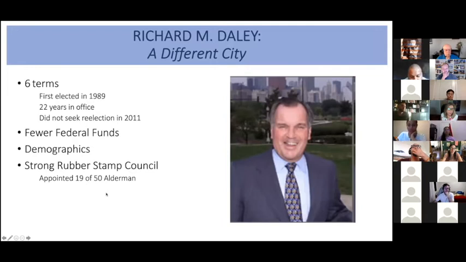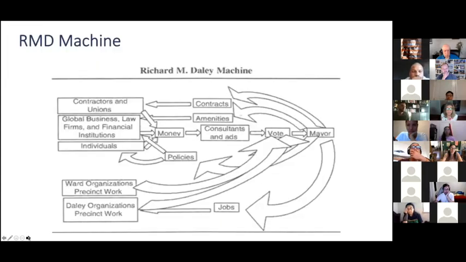Richard M. Daley served 1 year longer than his father in office before voluntarily retiring, which surprised the heck out of me. He had a different city. Less federal money was flowing into the city during his term. The demographics of the city were changing, but he also had a strong rubber stamp council. He'd appointed 19 of the 50 aldermen. And remember that very basic model that I had shown you guys of machine politics starts to get a little more complicated with Richard M. Daley. So Richard J. Daley had sort of that basic model, more or less.